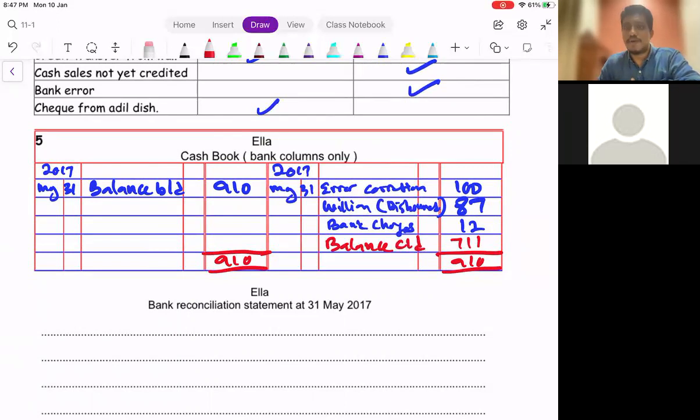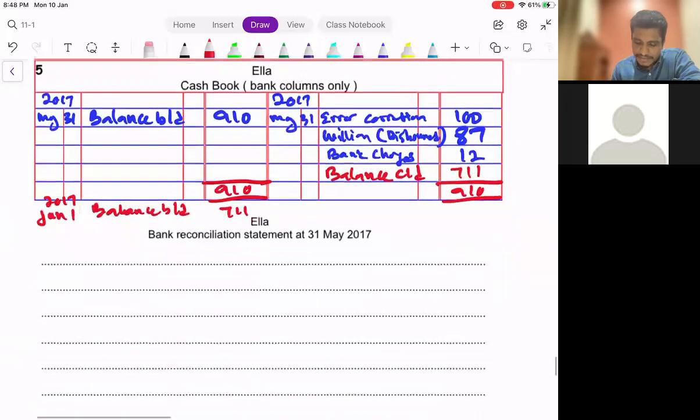Can you stop here? No. If you stop here, you lose the 1 mark. Balance c/d will become balance b/d, June 1, 2017. You understand? That updates the cash book. After updating the cash book, we will do the bank reconciliation.